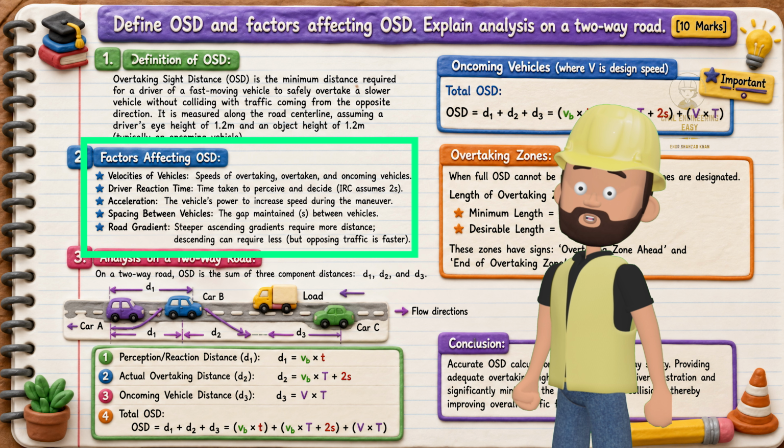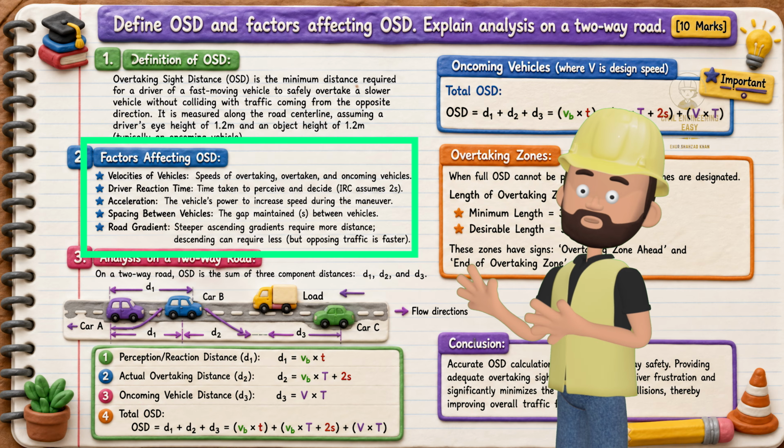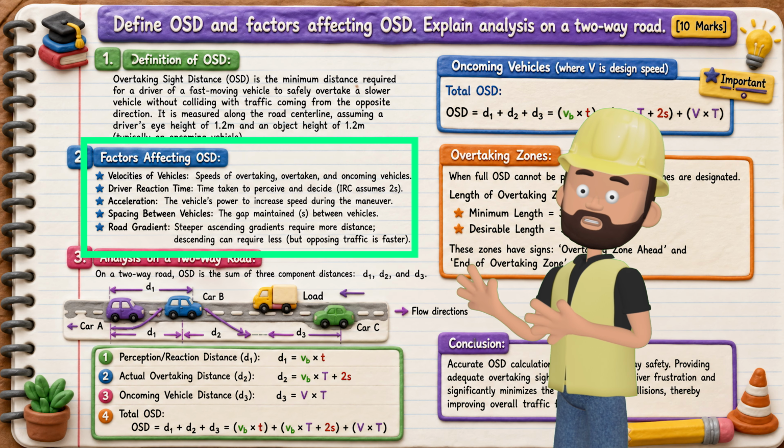And fifth, road gradient. Steeper ascending gradients require more overtaking distance, while descending gradients can require less distance, although it's important to note that opposing traffic tends to move faster on descents.